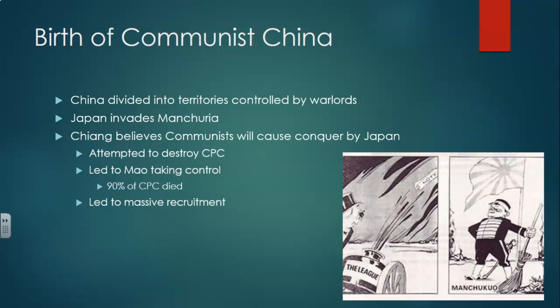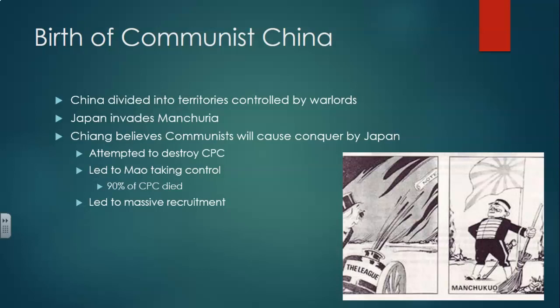So what he's going to do is at first he's going to attempt to destroy the Communist Party of China. He's going to surround them in the mountains. Mao and his officials are going to be leading out of there. The main leader of the communists at this time is actually going to die, and then Mao is going to be the one who's taking over.